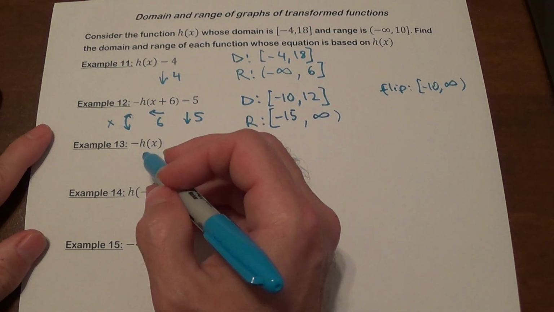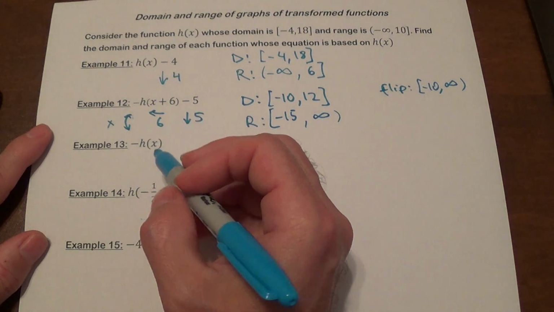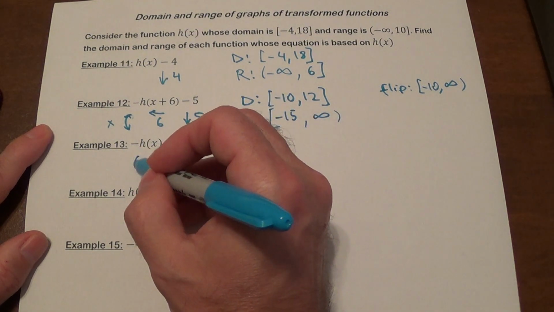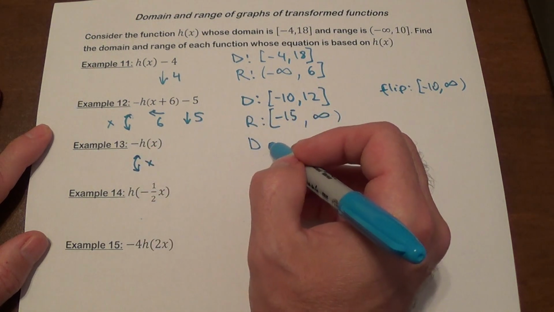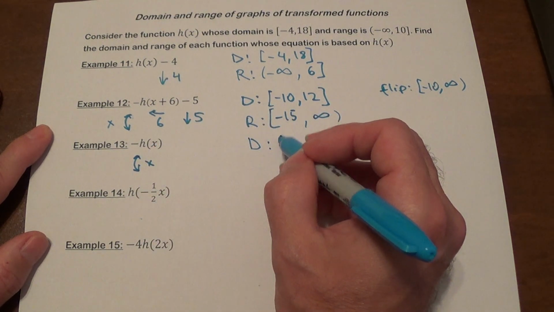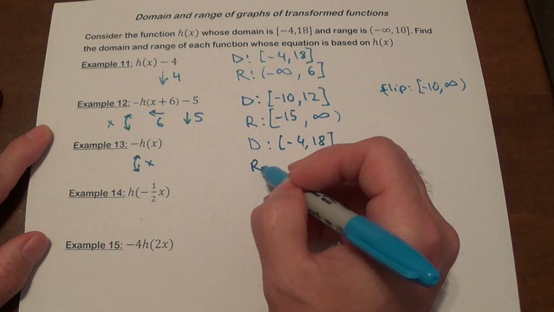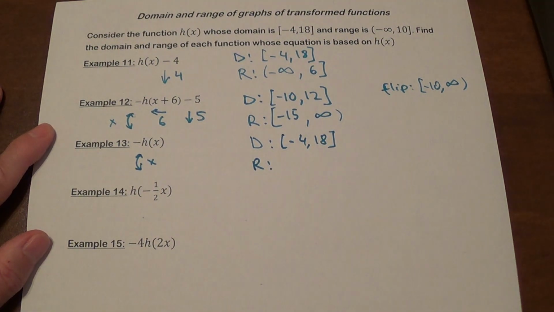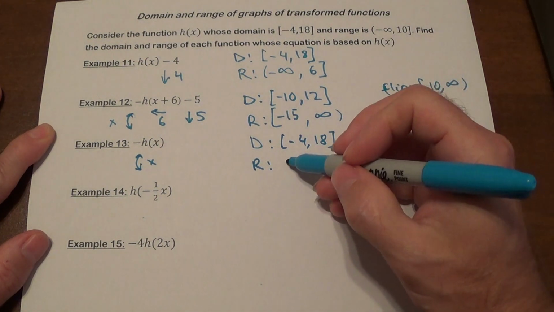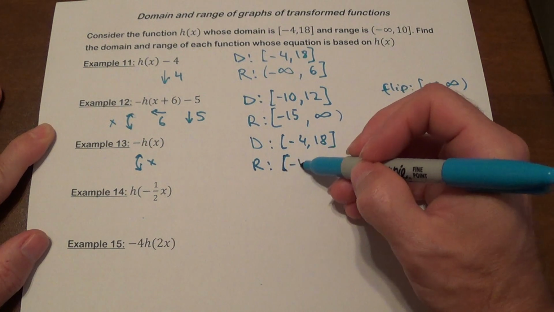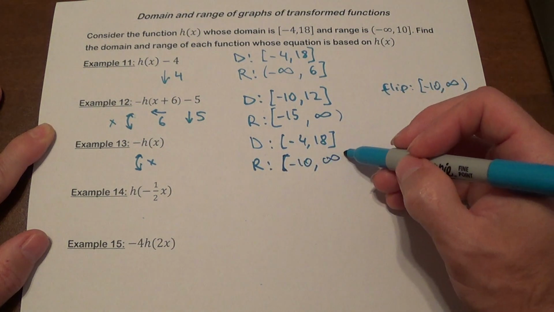Okay, what about negative h of x? Well, we kind of sort of look at that. This is a reflection about the x-axis. It's not going to impact the domain, which is going to remain the same. It is going to impact range by switching the endpoints and changing their signs. So it's going to be from negative 10 to positive infinity.